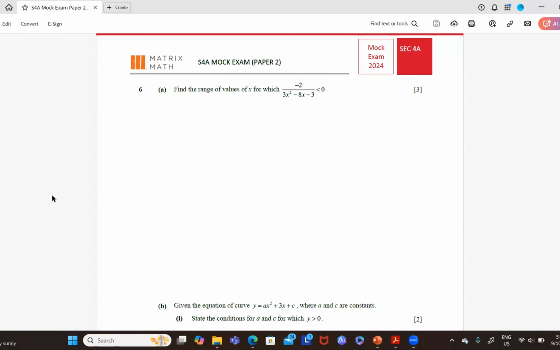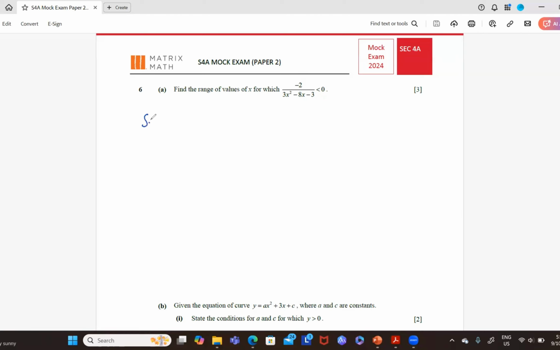Okay, 6a, find the range of values of x for which minus 2 over the denominator has to be less than 0. Another way for the fraction to be less than 0 means negative. Notice that your numerator is negative. If my denominator is also negative, negative and negative give you positive. So how do we make sure that the fraction stays negative? The numerator is already negative, so the denominator must be positive.